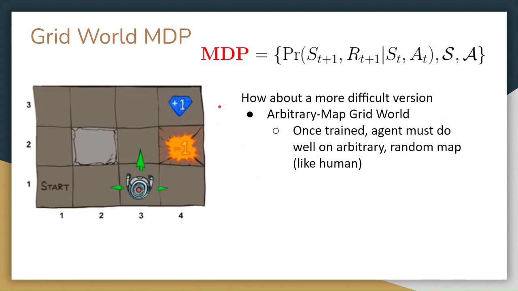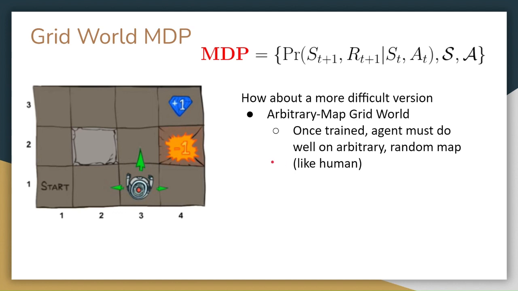This is the easy case that we considered before, when the map is fixed. But how about the more difficult version, where every time you win or lose and you get to start again, the map changes every time? You have a different stone here or somewhere else, or maybe it doesn't exist at all. The winning position and loss position may be somewhere else randomly. So it's arbitrary every time.